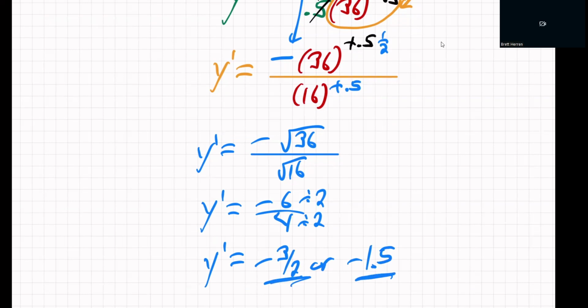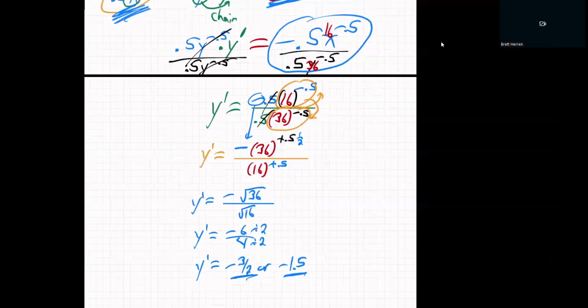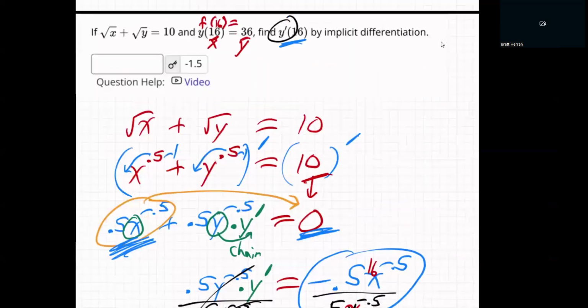If you want to do a decimal, there we go. You can just type it into decimals. I just wanted to do it by hand for fun. Was it fun? All right. There we go.